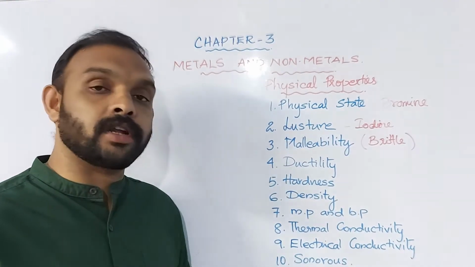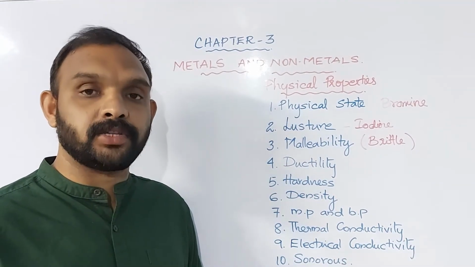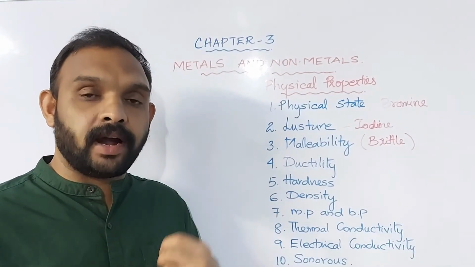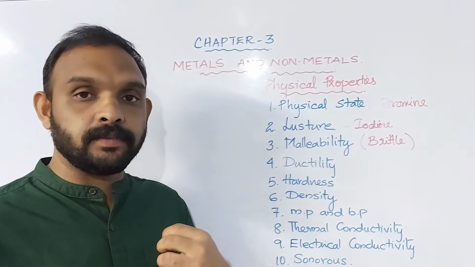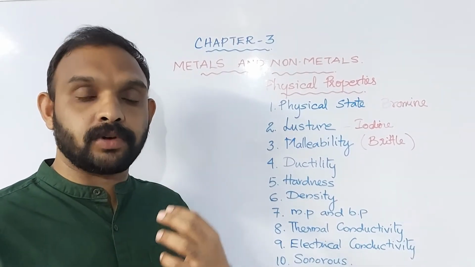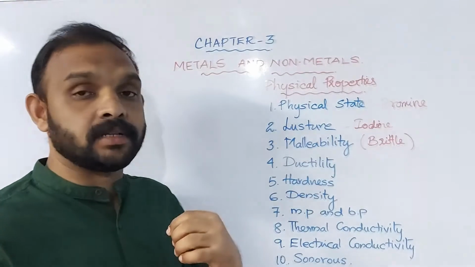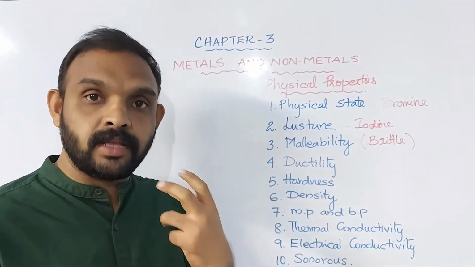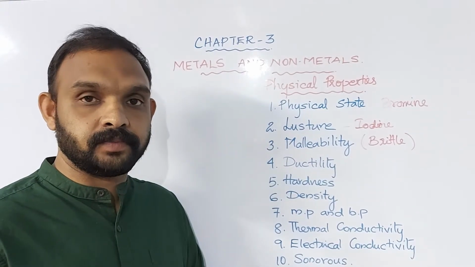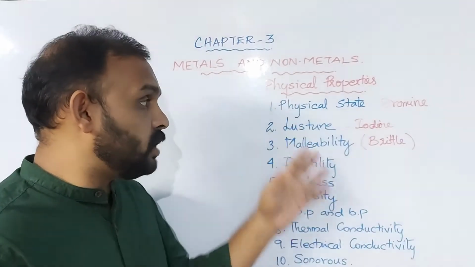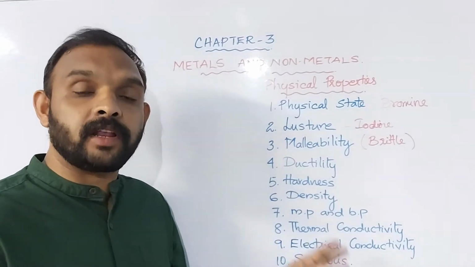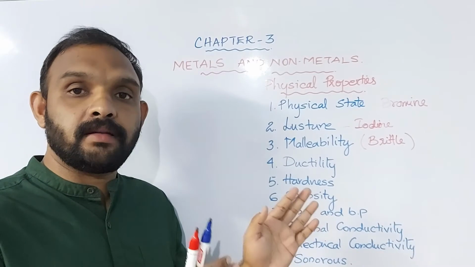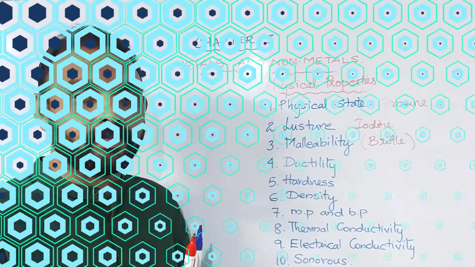Now coming to the sonorous property. You know what is meant by sonorous property. When metals strike a hard surface, they produce a ringing sound. That property we call sonorous. But non-metals are not sonorous. They won't produce a ringing sound when struck on a hard surface. Clear? So these 10 physical properties are very important because you can compare and study them with the metals. Okay?